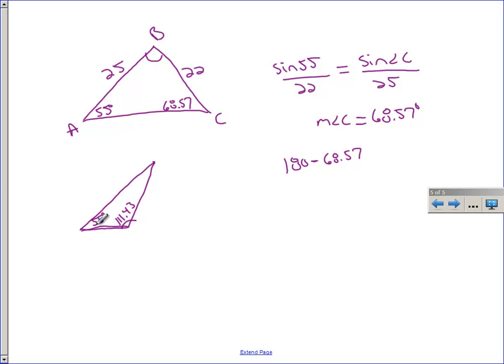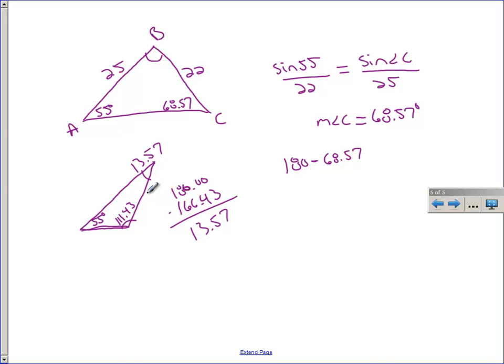And then we have to look and see, is this triangle viable? Is there enough left for the third angle? If you add 55 and 111.43, you get 166.43. So there is still an angle left for that missing angle up there, and that's 13.57. This one works out to have two solutions: the regular solution, 68.57 degrees, but then also the obtuse angle, because there was enough left for that third angle.